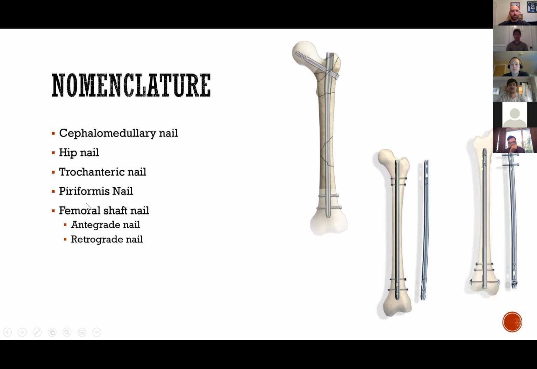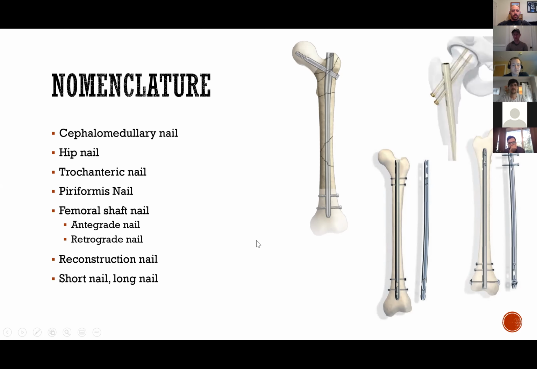For nails that we use on the femoral shaft, we can put them in forwards or backwards. We call that antegrade or retrograde. And some manufacturers make them where it's literally the exact same nail. You can just drill a hole from the top or from the bottom. And there are reasons we might do one or the other, which we can go over towards the end.